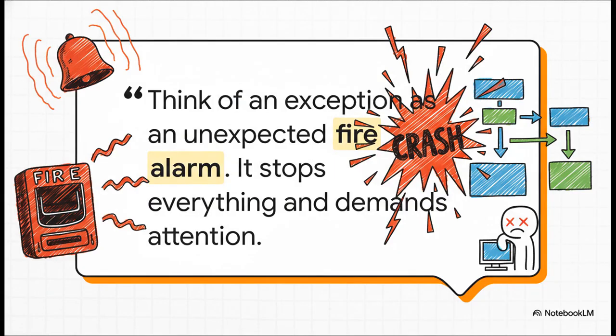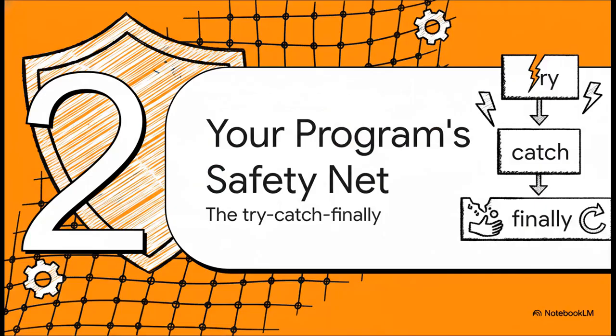It's basically your code throwing its hands up and yelling, "Whoa, stop everything, something is seriously wrong here." I think this is the perfect way to look at it. An exception is like a fire alarm that suddenly starts blaring. You can't just ignore it. It forces the entire program to stop what it's doing and immediately look for the emergency procedure. And what if there's no procedure? Well, the whole thing just shuts down. Game over. Okay, so how do we actually build that emergency procedure? Well, that brings us right into our second section, your program's safety net.